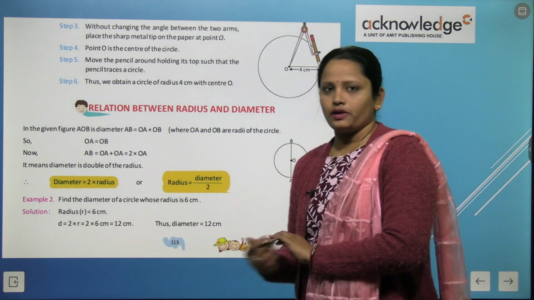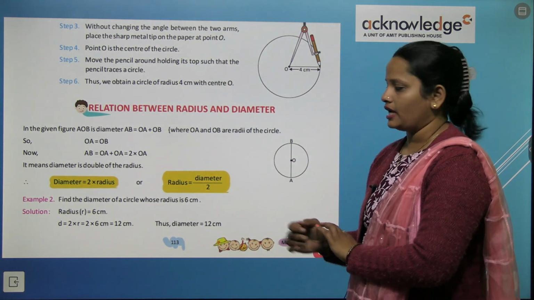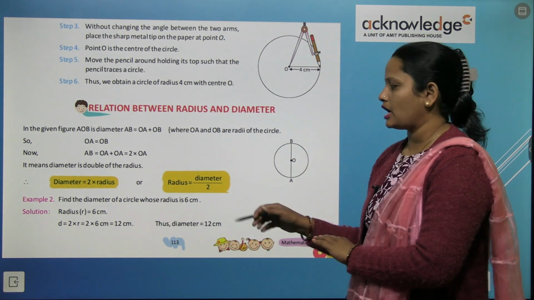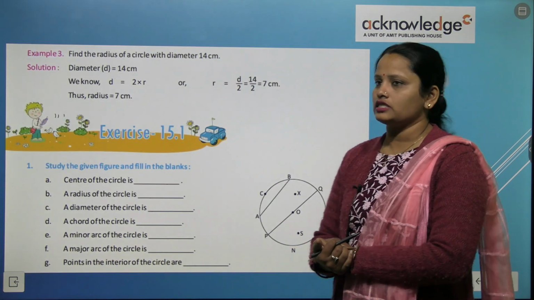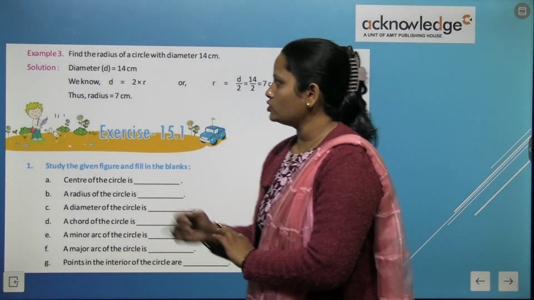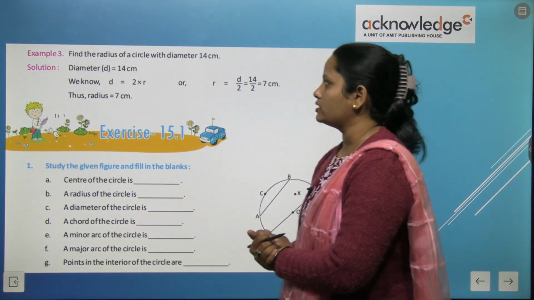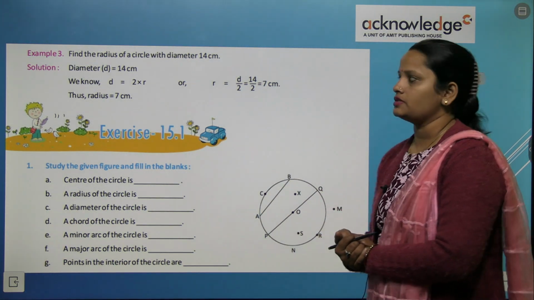So 2 multiply radius is given as 12 centimeters. So the diameter is 12 centimeters. Now let's move on to the next example. Find the radius of the circle with diameter 14 centimeter.